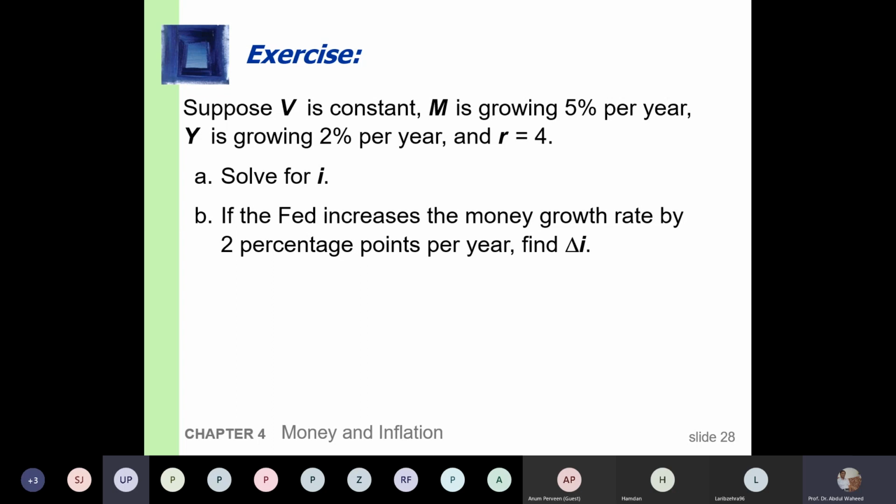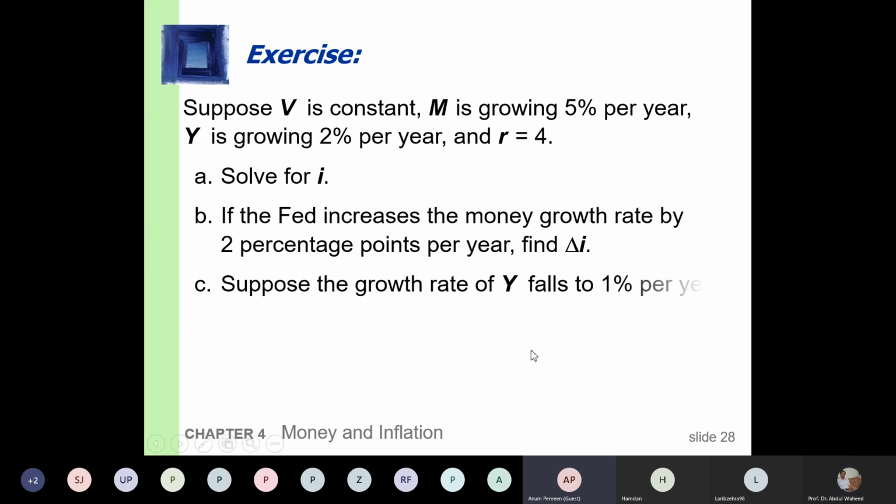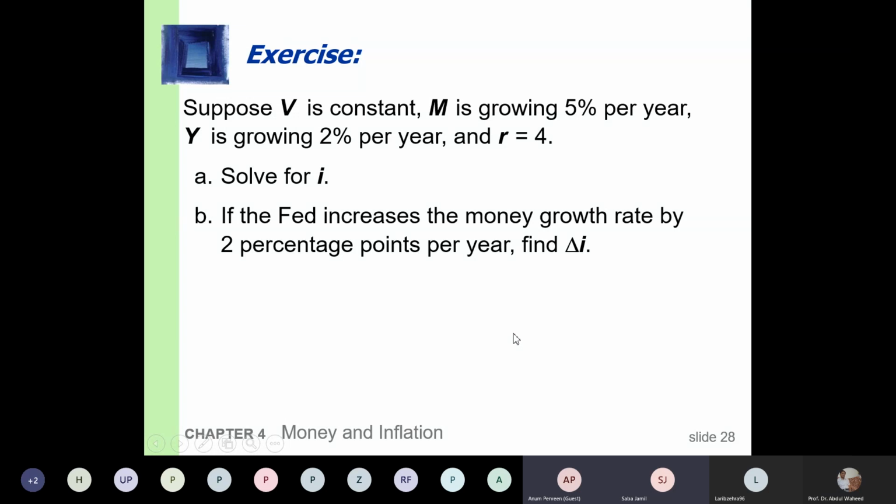Just recall the Fisher effect. अगर मनी ग्रोथ रेट इंक्रीज होगा तो ये भी इंक्रीज होगा. Yes, sir, 2%. Nominal interest rate will also increase by 2%. Explain your answer. जिस स्पीड से मनी ग्रोथ रेट बढ़ेगा उसी स्पीड से इन्फ्लेशन भी बढ़ेगा. बता दीजिए.